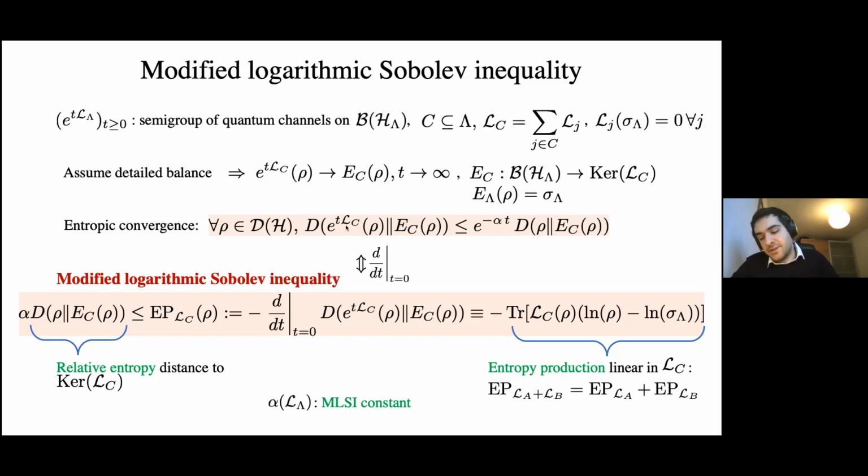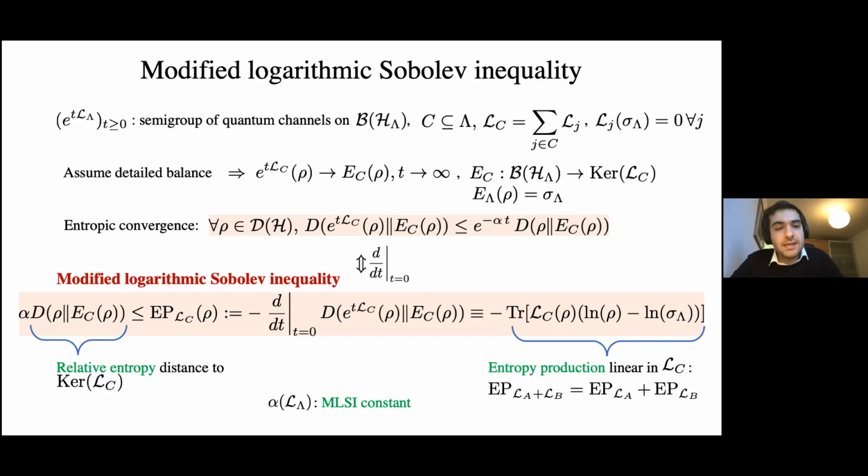But as it turns out, when you consider Markovian evolution, it's usually easier to consider the derivative of the inequality with respect to time. And it turns out that in this situation, the derivative will be equivalent to the inequality itself. And its derivative at time t equals 0 is called the modified logarithmic Sobolev inequality.